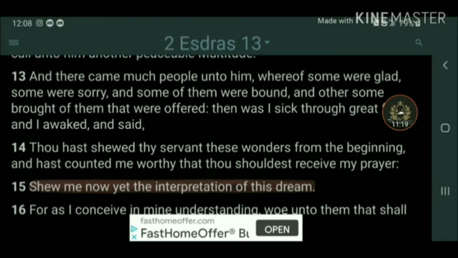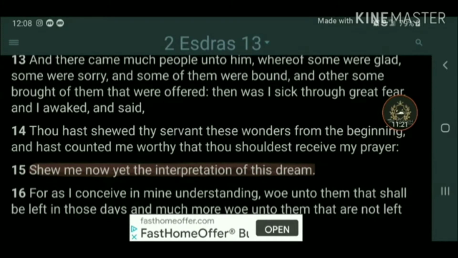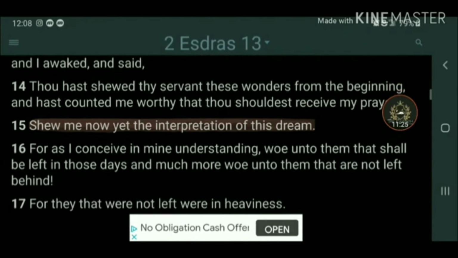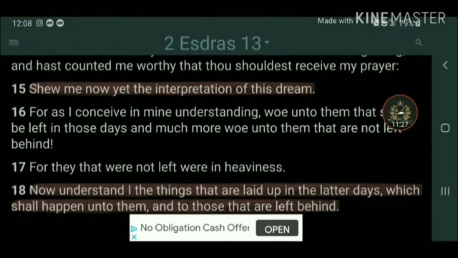Then was I sick through great fear, and I awakened and said, Thou hast shown thy servant these wonders from the beginning, and hast counted me worthy that thou shouldest receive my prayer. Show me now the interpretation of this dream.